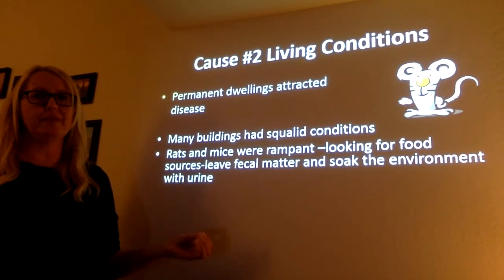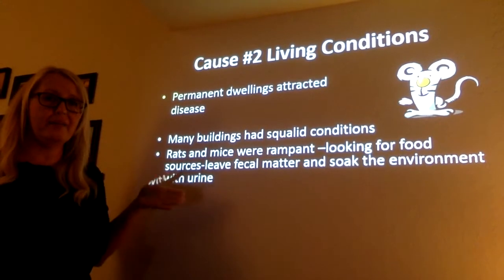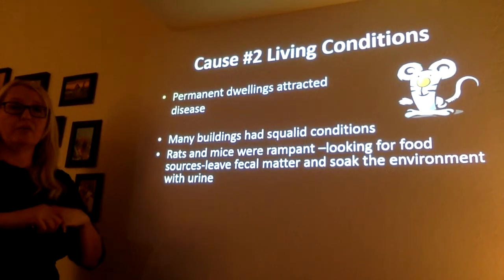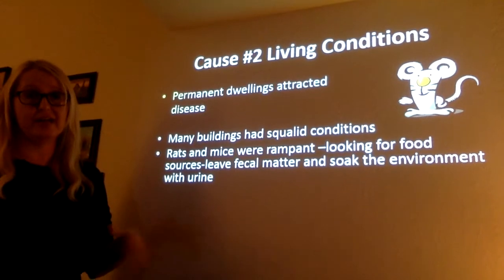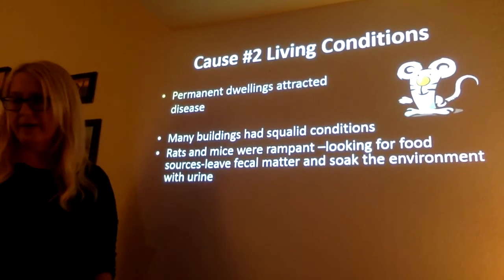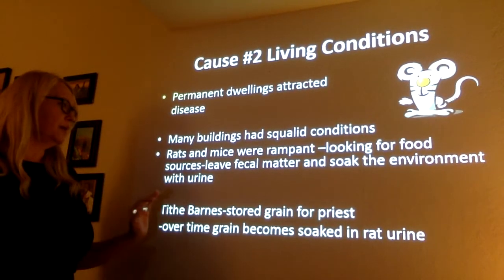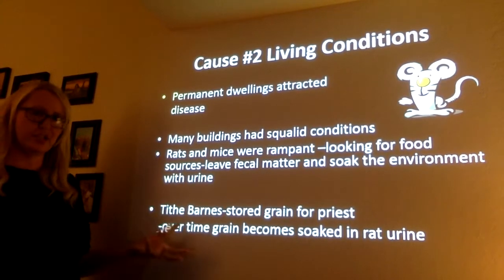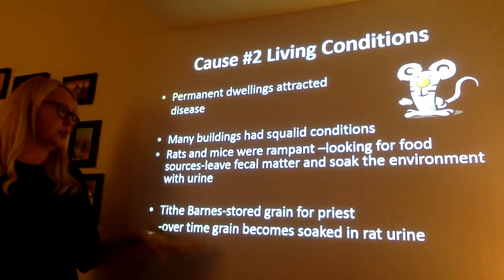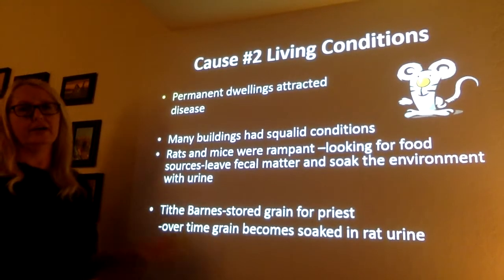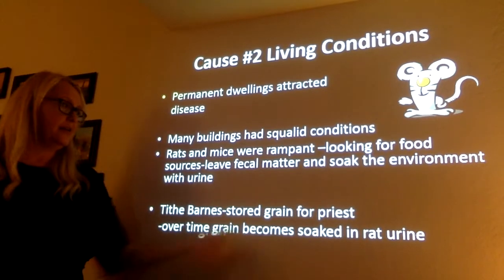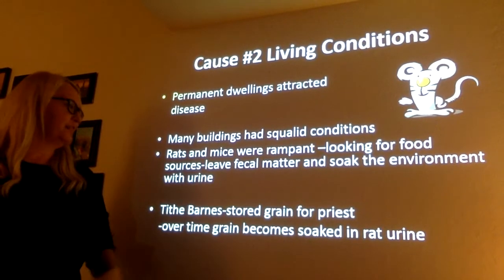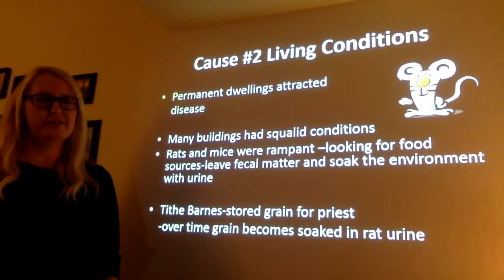And rats and mice were rampant, so they're looking for food sources, and when they come in, they leave fecal matter, their poo, right? And they soak the environment also with urine. And so when you've got urine and fecal matter, that's going to come in contact with human touch, and now we're kind of combining those, right? Also, a long time ago, they used to have what were called tithe barns. People would bring their tithe money to the church, a percentage of their payment, and it would be stored as grain. So if I didn't have money, I'm bringing the priest a bag of grain, and then he would store it. Well, over time, that grain would actually become soaked in rat urine. So for a long time, these tithe barns were a place where that would happen.